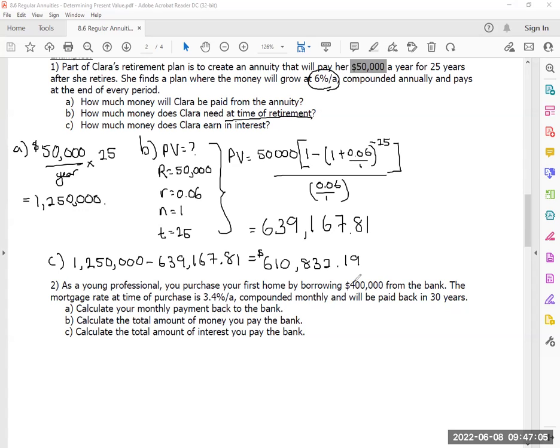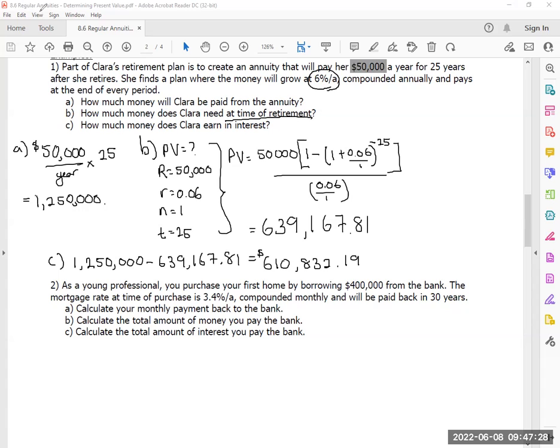So typically a mortgage is how many years? Anyone know? A typical mortgage? 25. That's the standard. You could pay it off earlier if you want to. You could ask for an extension of 30 years if you want to, but typically the standard is 25.